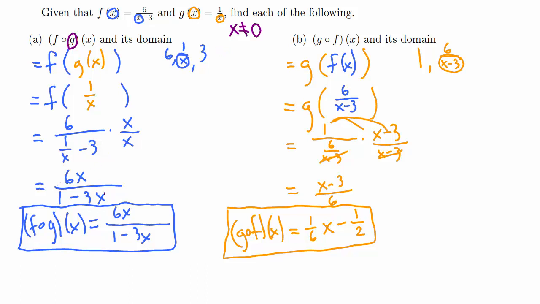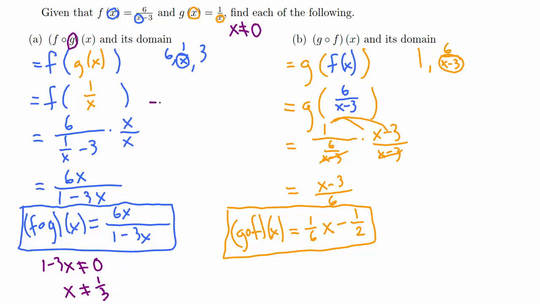Now we look at the answer, and then we look at the denominator of the answer because we have a rational function, 1 minus 3x. And its denominator is 1 minus 3x, which means that can't equal 0. Solve for x by subtracting 1, divided by negative 3, means x is not equal to 1/3.